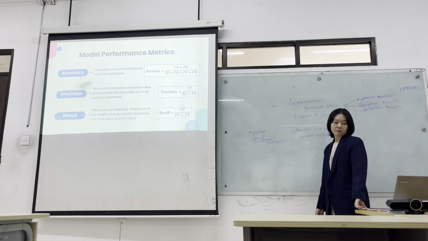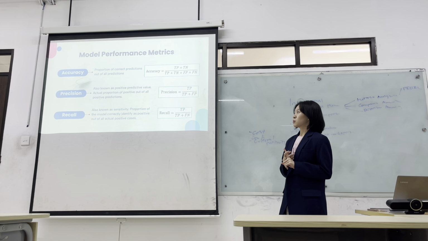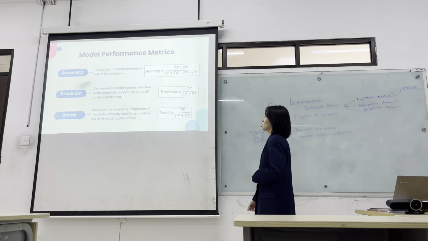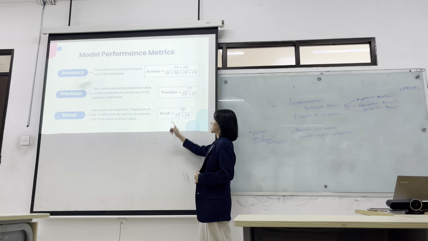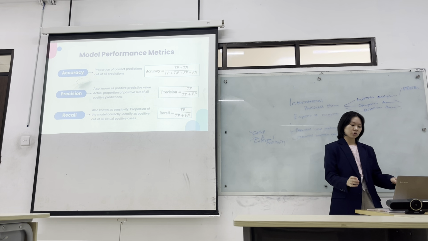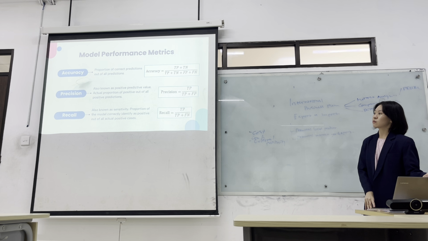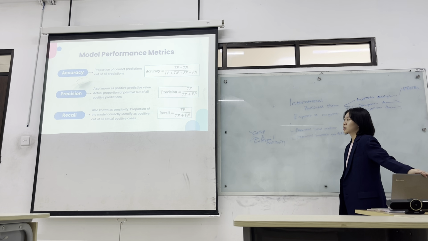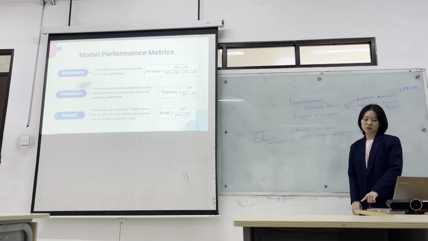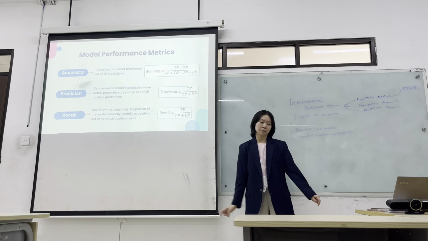And then for the model performance metrics, there are three. The first one is accuracy. It's the proportion of correct predictions out of all predictions. So this is the total of all predictions, and accuracy measures true positives and true negatives. And then the second one, we have precision. It is also known as positive predictive value, given by TP over TP plus FP. And the last one is recall, also known as sensitivity, which is measured by TP divided by TP plus FN.